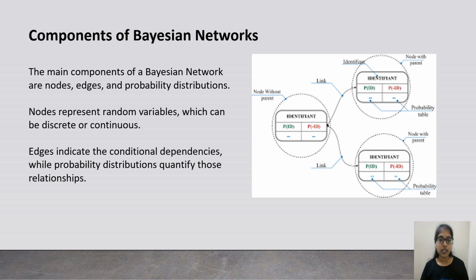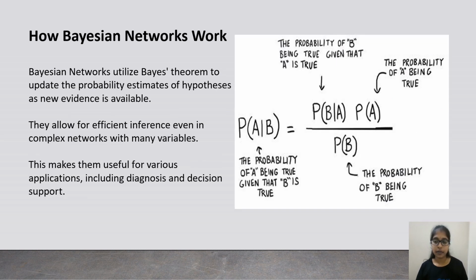Components of Bayesian networks. The main components of Bayesian networks are nodes, edges, and probability distributions. Nodes represent the random variables, which can be discrete or continuous. Edges indicate the conditional dependencies, while probability distributions quantify those relationships.